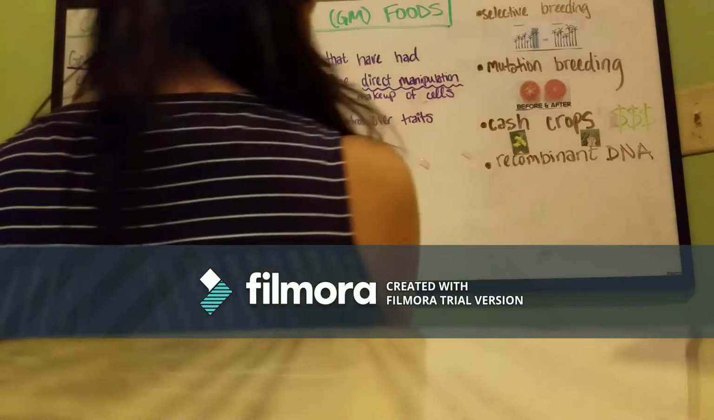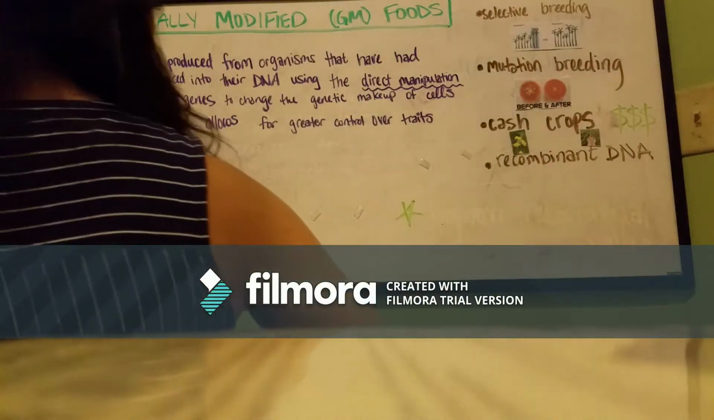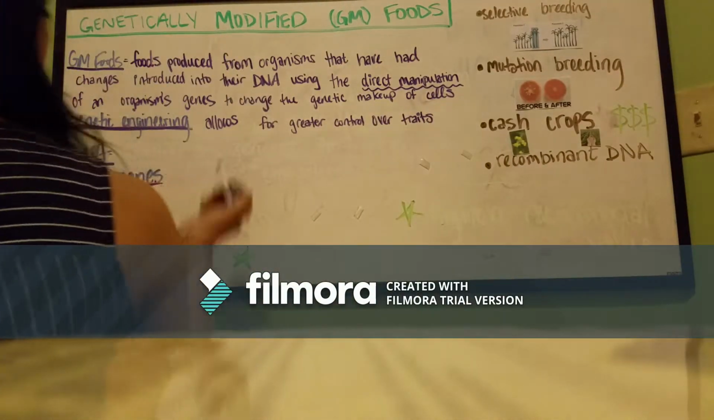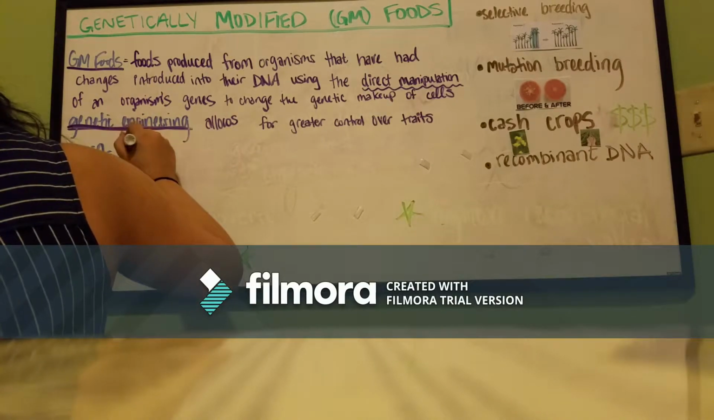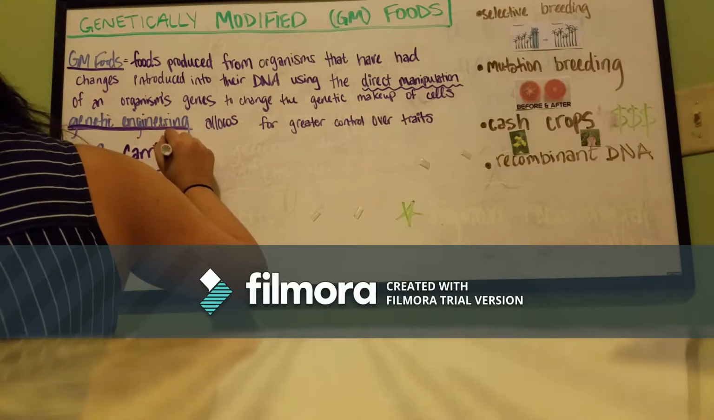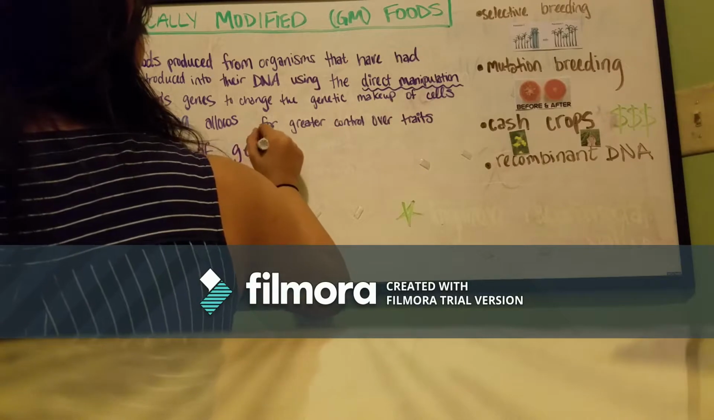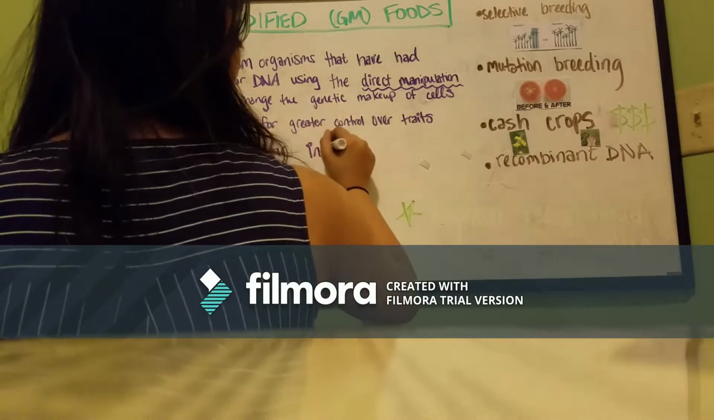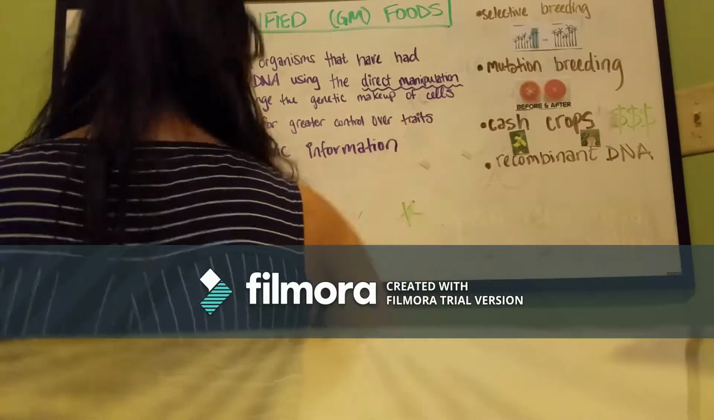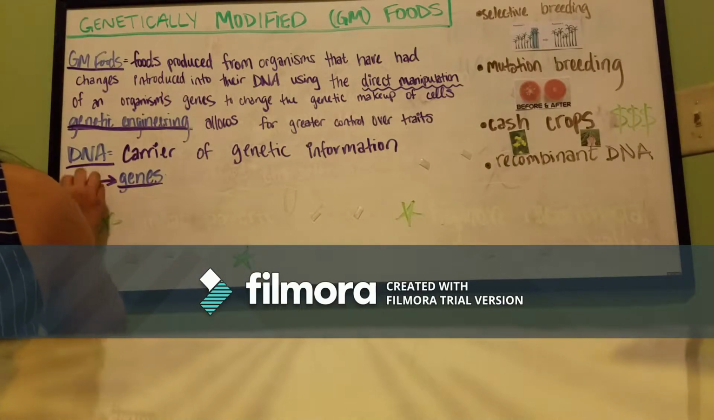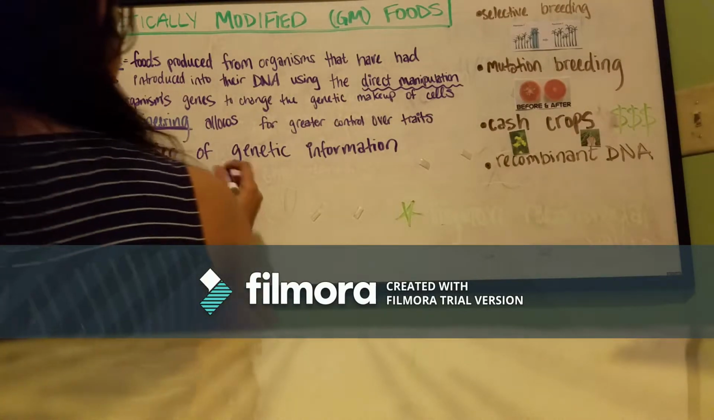So, in order to obtain these desired traits, we need to change an organism's DNA, which carries genetic information. Genetic information is related to genes, which determine an organism's characteristics. So, by changing the DNA, we can change the characteristics to produce the desired effect.